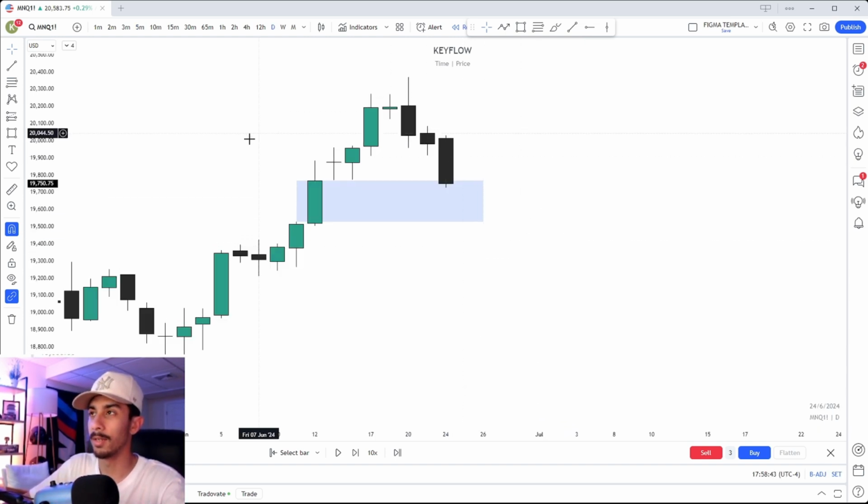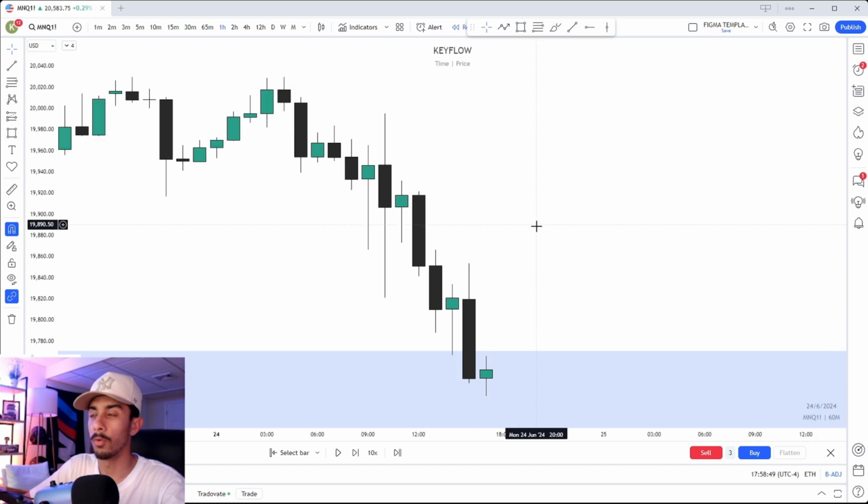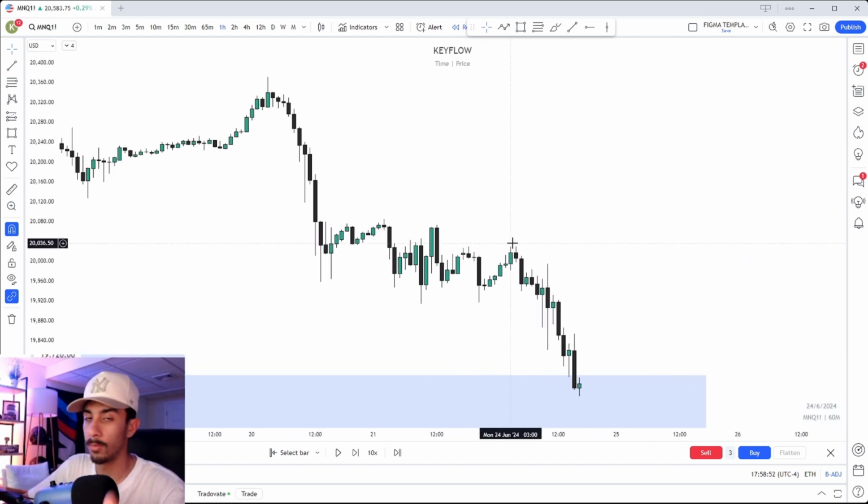So this is a daily fair value gap we are looking at right here. The aligned time frame for the daily is the 1 hour. So we're going to drop down to a 1 hour and look for the same exact entry checklist. We want to see SMT, and then we also want to see a change in state of delivery.